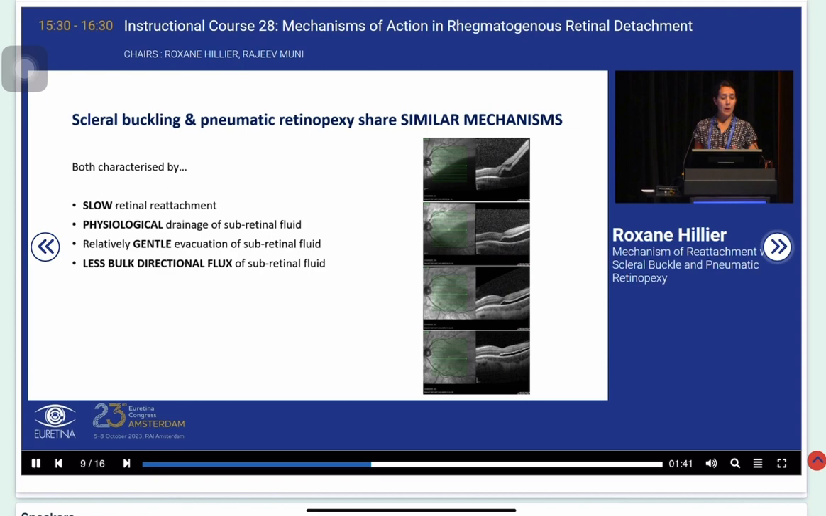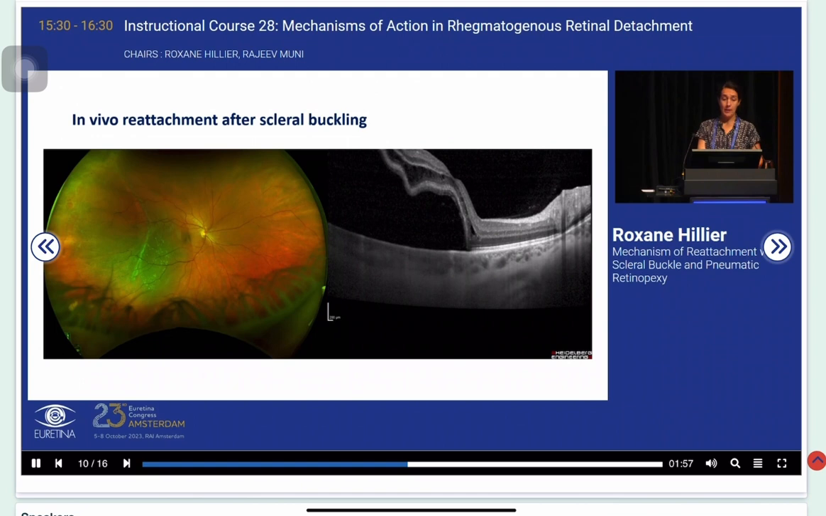So both scleral buckling and pneumatic retinopexy share similar mechanisms: slow retinal reattachment, physiological drainage of subretinal fluid, relatively gentle evacuation of subretinal fluid, even if you do an initial drain, and less bulk directional flux of subretinal fluid than, say, for example, a vitrectomy.